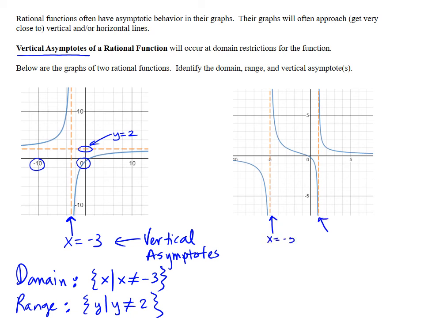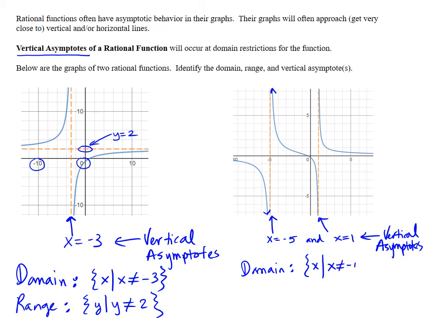In the next example, we have two vertical asymptotes shown by these dashed lines, one at x equals -5 and the other at x equals 1. So these are vertical asymptotes. Remember, the vertical asymptotes are places where the graph doesn't exist. You'll notice the graph goes sky high toward it without ever touching it, and then down below without touching it. So the domain would include all values except those two. So the set of x such that x is not equal to -5 or 1.